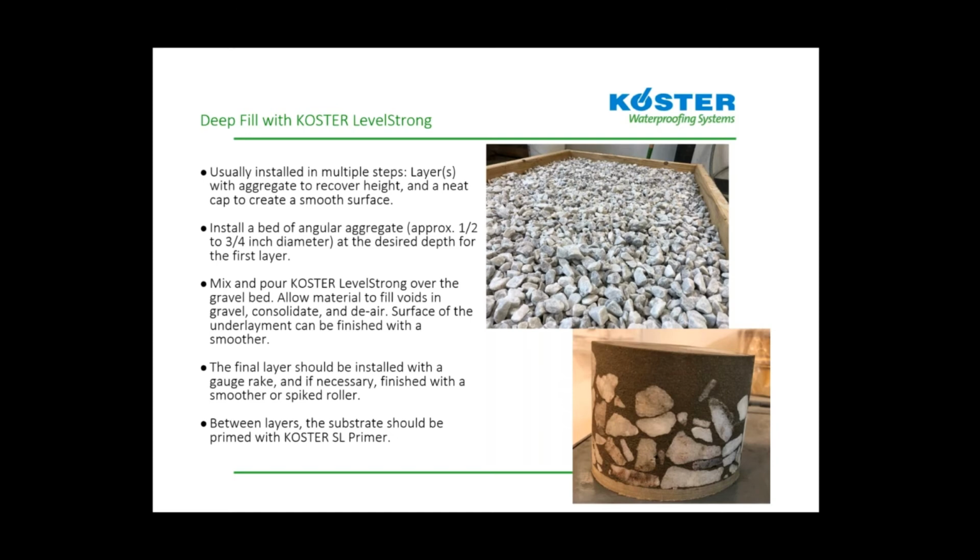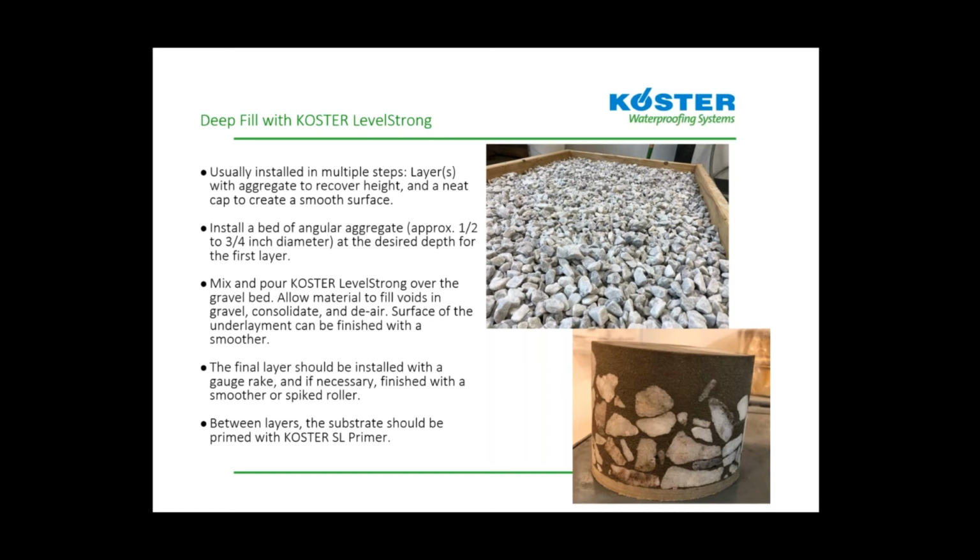The system that we've designed and come up with is to install a bed of angular aggregate, approximately a 1/2 inch to 3/4 inch diameter stone, at the desired depth for the first layer. The KOSTER Level Strong is mixed and poured over the gravel bed. Over the course of several minutes, it fills voids in the gravel, it consolidates and de-airs. The surface of that underlayment pour can be finished with a smoother. Sometimes it helps to have a rake on hand just to take down any high spots in the stone that weren't visible until the underlayment was poured over the top of that stone.